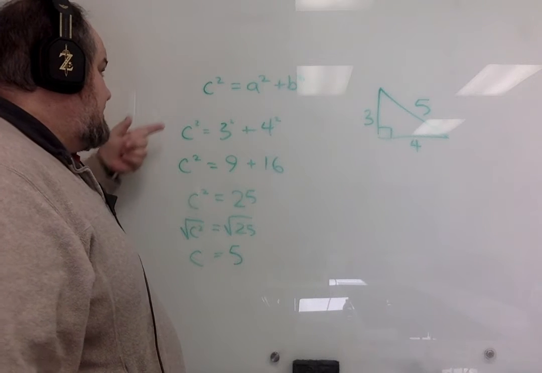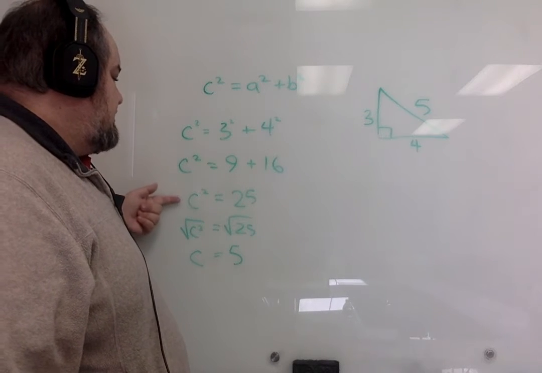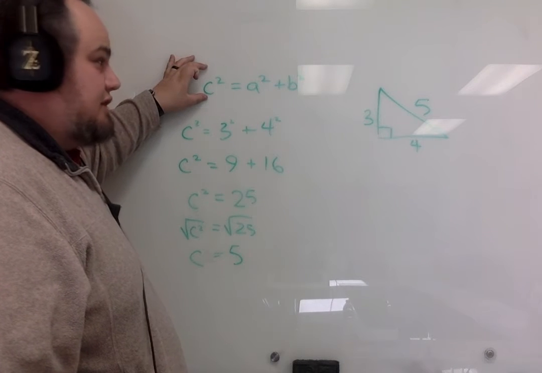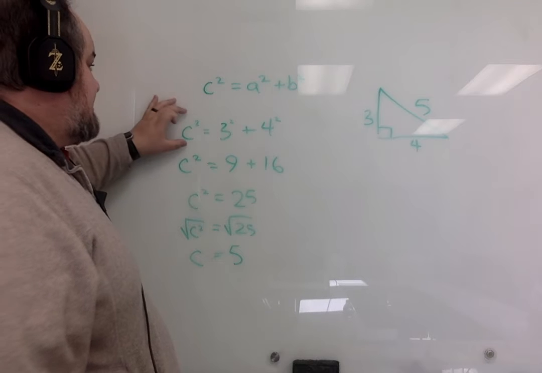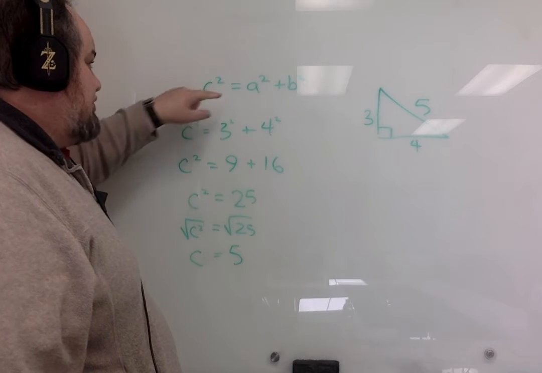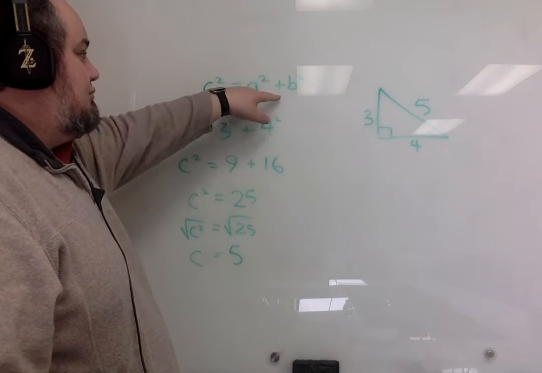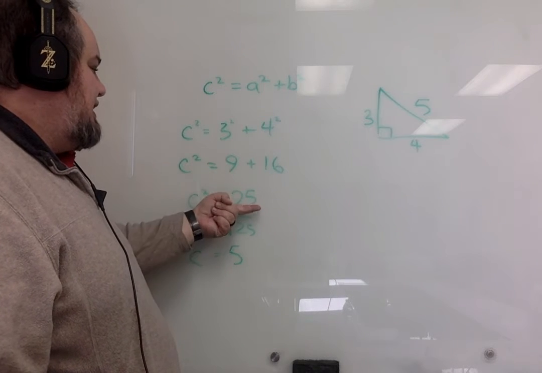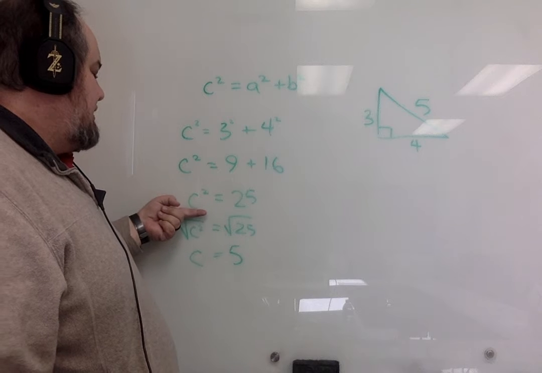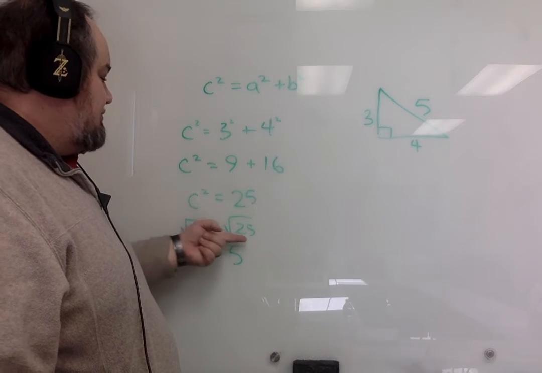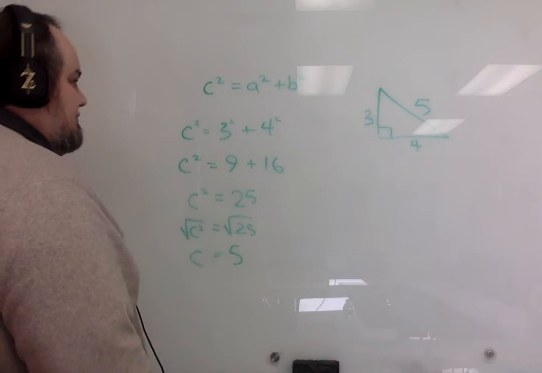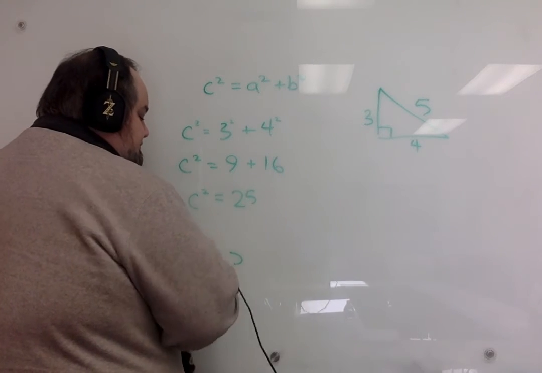So when we're working these out, you're always going to set it up like this. Write the formula, or the rule here, c squared equals a squared plus b squared. Substitute in the parts you know. A was 3, b is 4. Use the order of operations here to simplify. And then when we get to this step, we took the square root of both sides, and we found the value for c. Let's try another one.